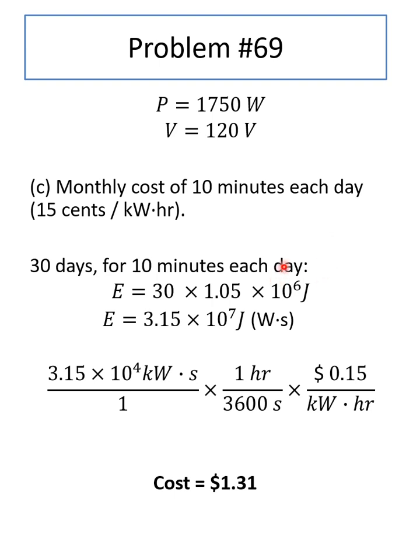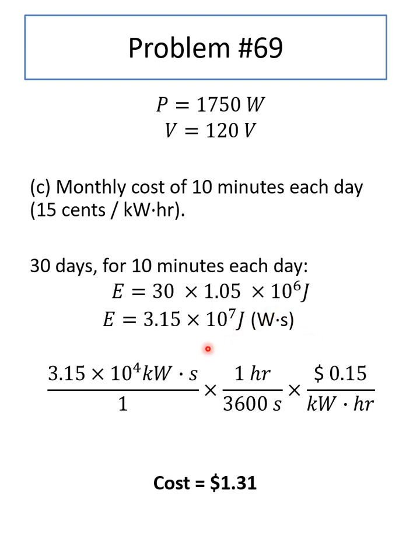And so it's going to be 30 times 10 minutes a day, and we found in part B 10 minutes is 1.05 times 10 to the 6 joules. Multiply that by 30, and that gives a total energy for the month of 3.15 times 10 to the 7th joules. Now, the cost rate is given not in terms of joules, but kilowatt hours, which is a unit of energy. So it's helpful to think of a joule as being a watt second, because remember, a watt is a joule per second, so a joule is a watt second.